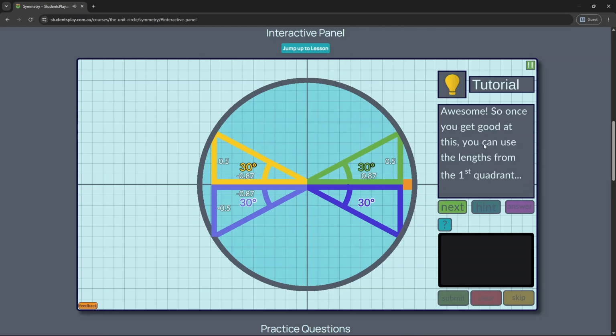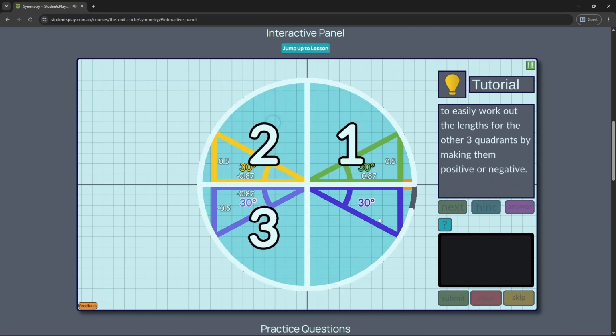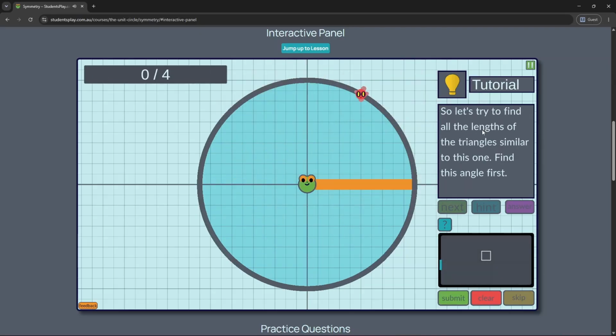Once you get good at this, you can use the lengths from the first quadrant to easily work out lengths for the other three quadrants by making them positive or negative. So let's try to find all the lengths of the triangles similar to this one. Find this angle first. It's a bit past halfway, maybe like a 50. Maybe like 60. Nice.